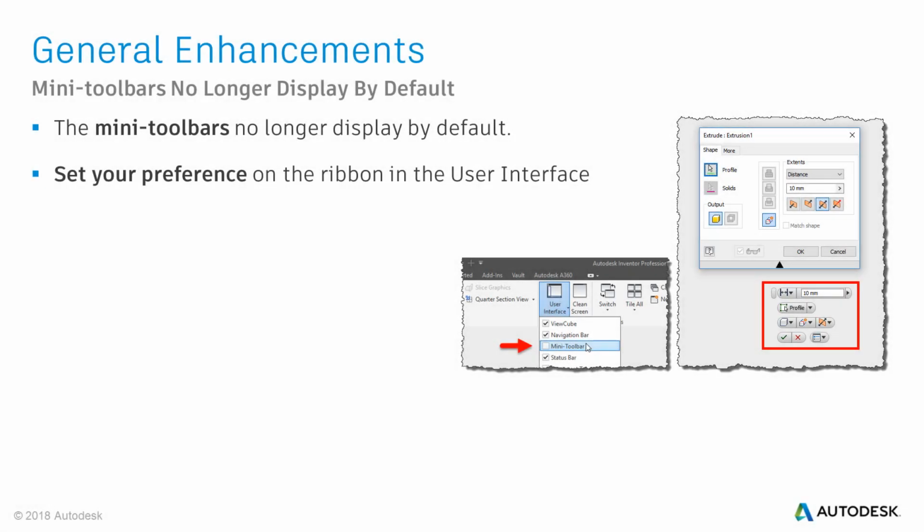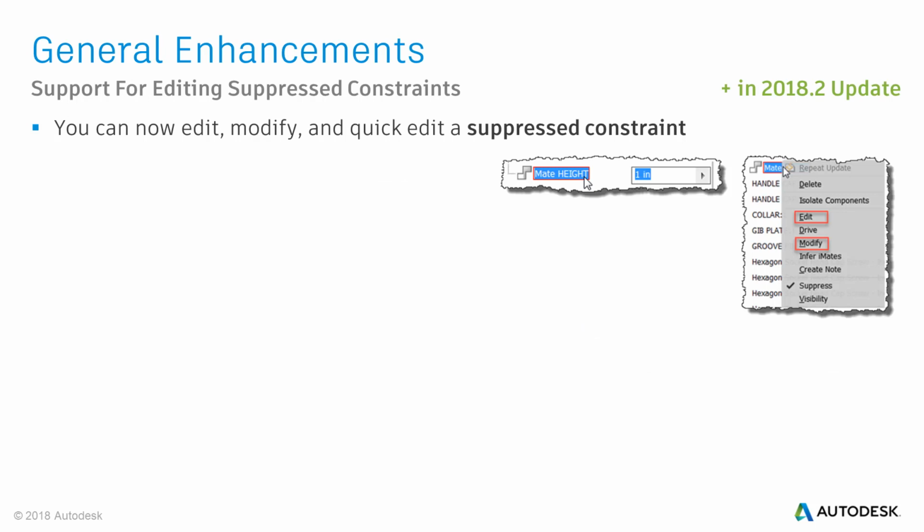I guess a couple of you were quite annoyed by the Mini-toolbars because you are more focused on dialog boxes. So, good news! Mini-toolbars no longer display by default. For those of you who like the Mini-toolbars, just enable them on the View tab under the User Interface panel. Another life easier feature has been added in the Inventor 2018.2 update. You can now edit, modify, and quick edit suppressed constraints.